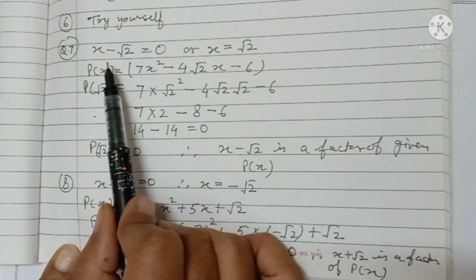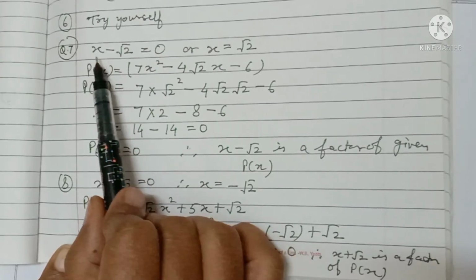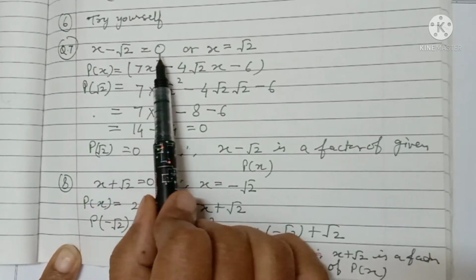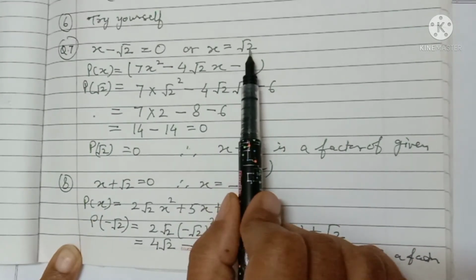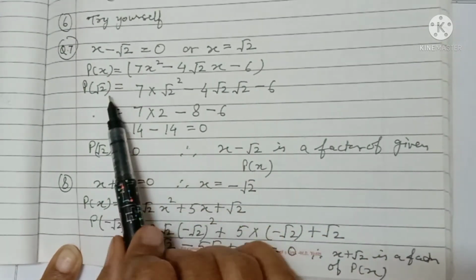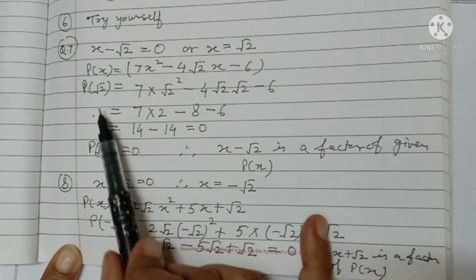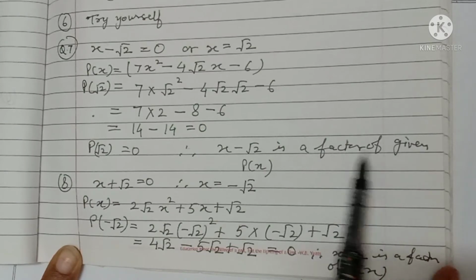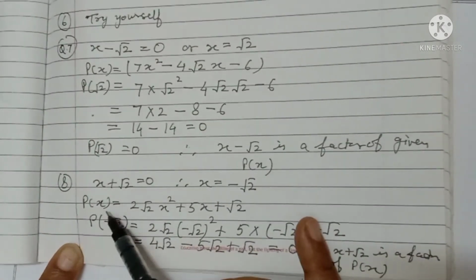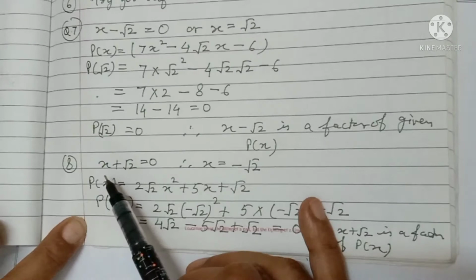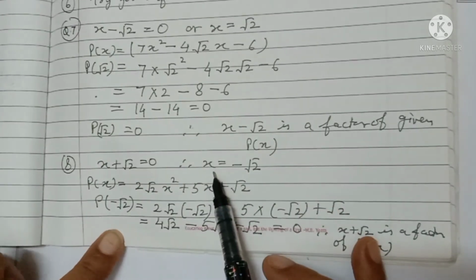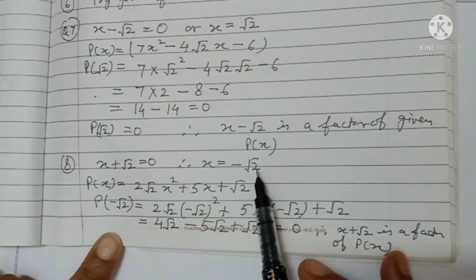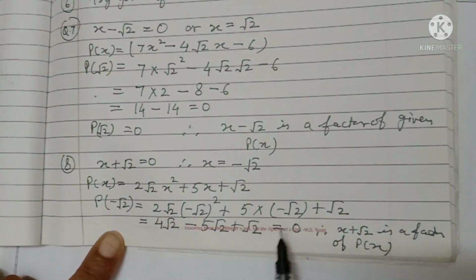This is the question number 7. In this, put x minus root 2 is equal to 0. So you will get x is equal to root 2, and substitute this value in the polynomial. You will get p(root 2) is equal to 0, so that x minus root 2 is a factor of the given polynomial. Same the question number 8, x plus root 2 is equal to 0. So substitute x is equal to minus root 2. This shows you will get the value 0, so that x plus root 2 is a factor of the given polynomial.